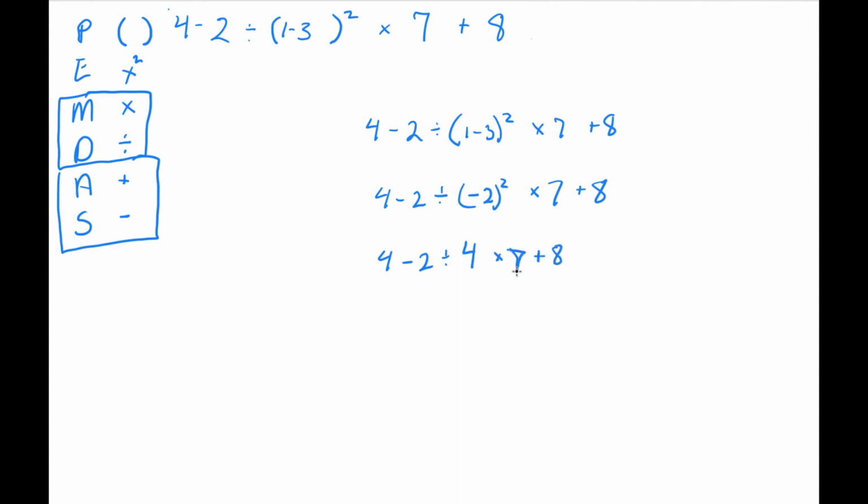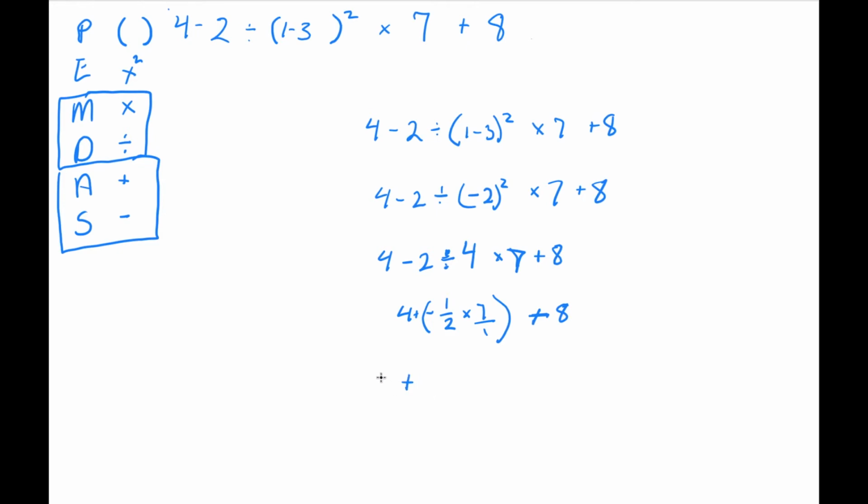plus 8. Now what do? Now we do the division and the multiplication. So negative 2 divided by 4 is negative 1/2. And times 7, right? Remember, we make a whole number a fraction by putting it over 1, so we can actually do the multiplication, and the negative is always in the numerator, so it's going to be negative 7 over 2.